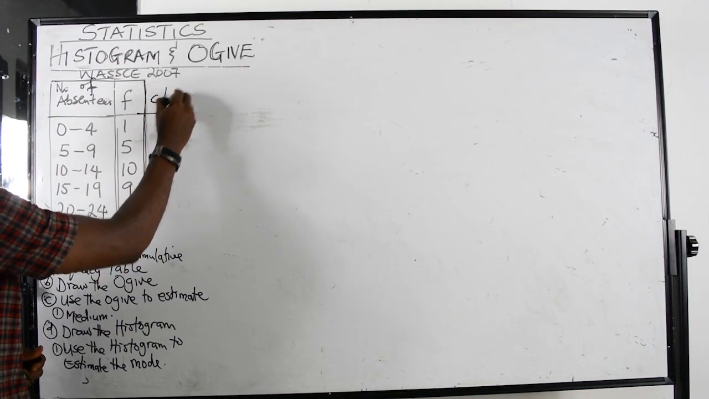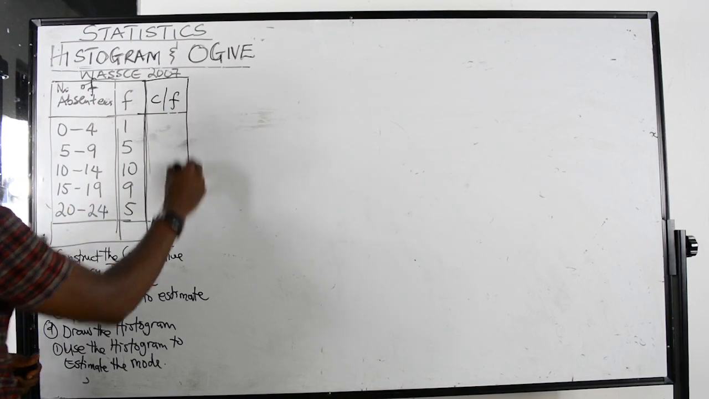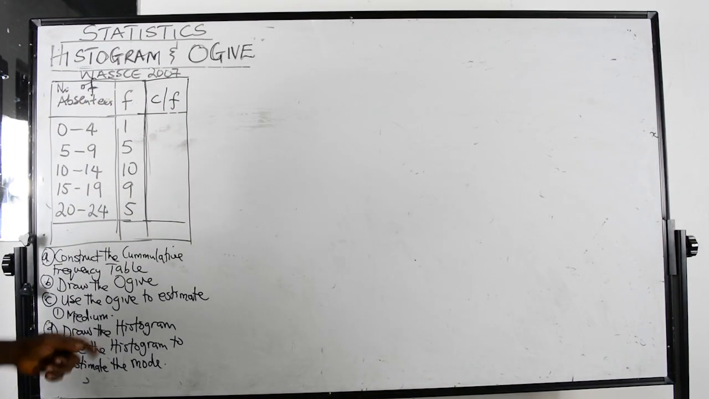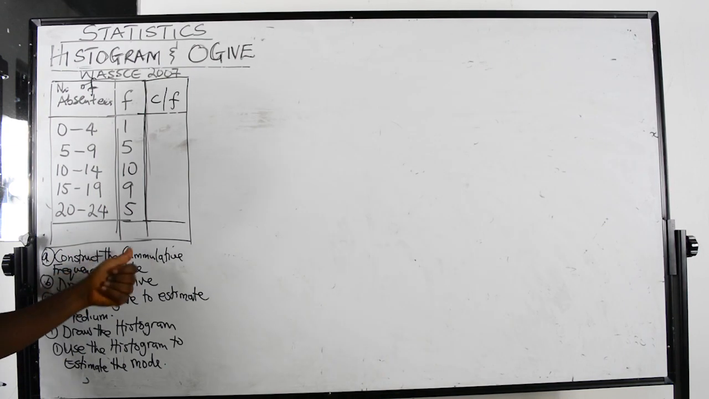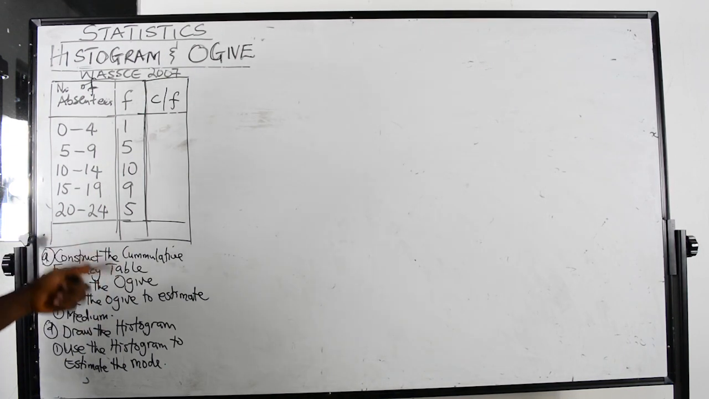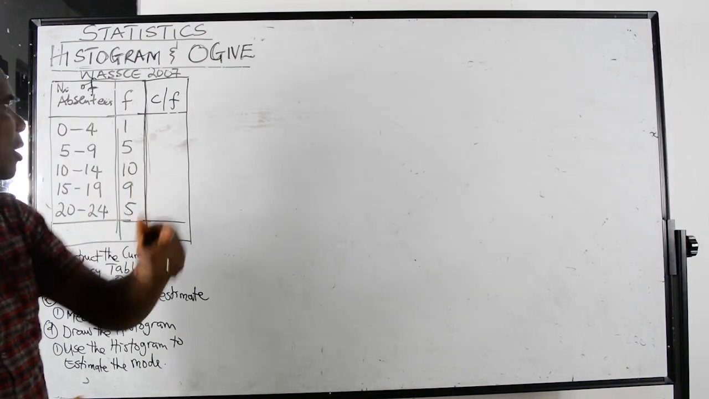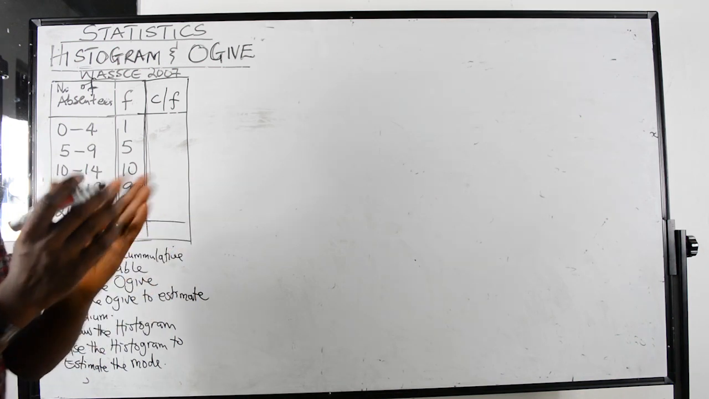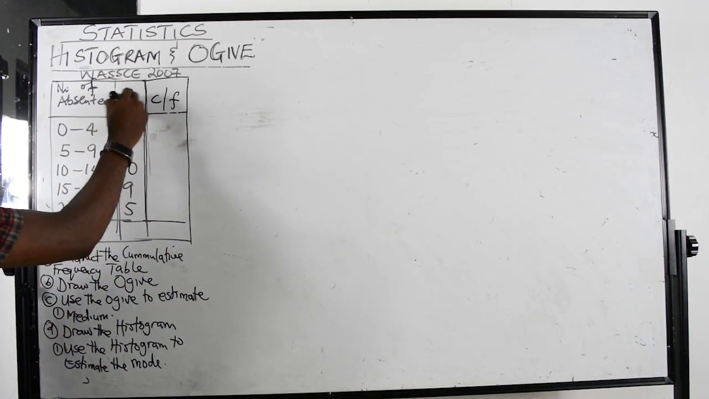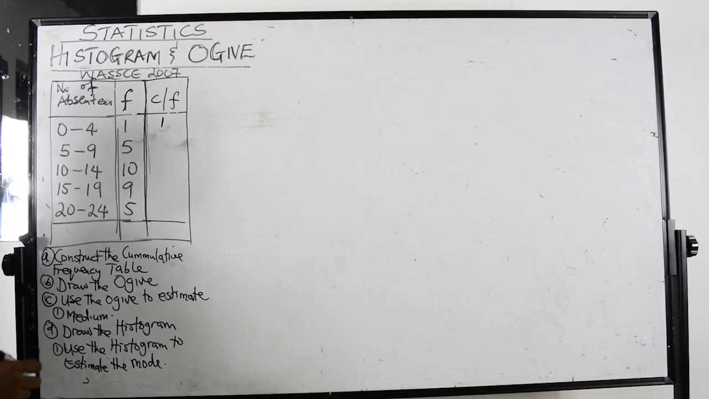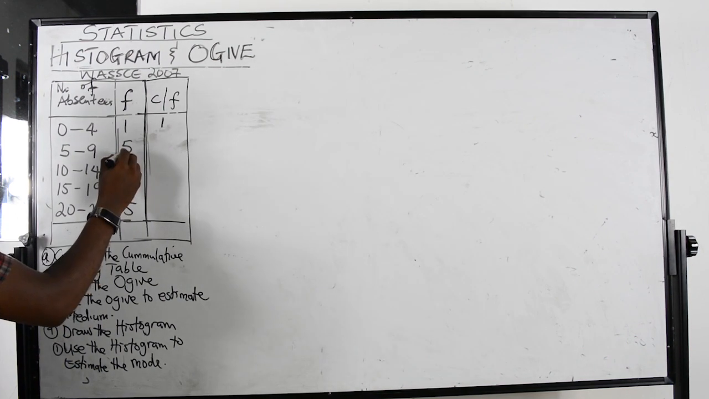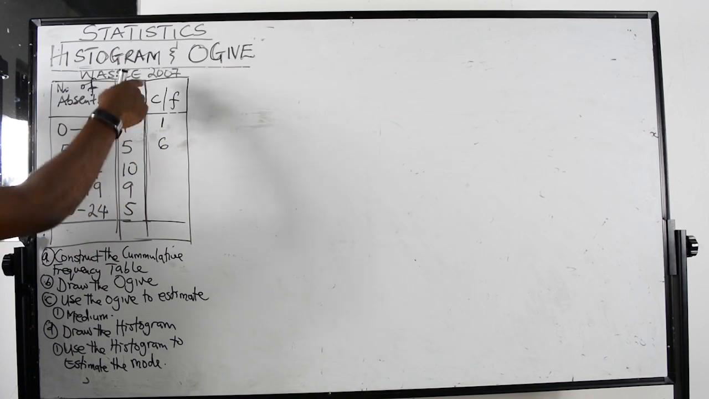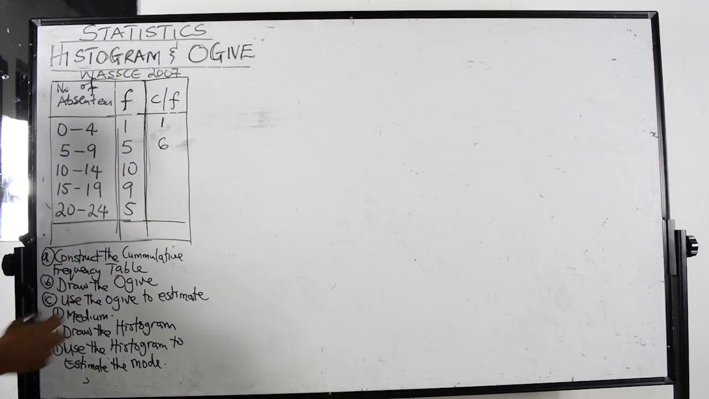Cumulative frequency is CF in short. So how do I get the cumulative frequency table from this frequency table? Cumulative frequency comes from the word accumulate, so it means I add these frequencies together. The first frequency is 1, so it starts the whole addition. This 1 added to this 5 gives me 6. Cumulative means adding consecutively as I move across the items.